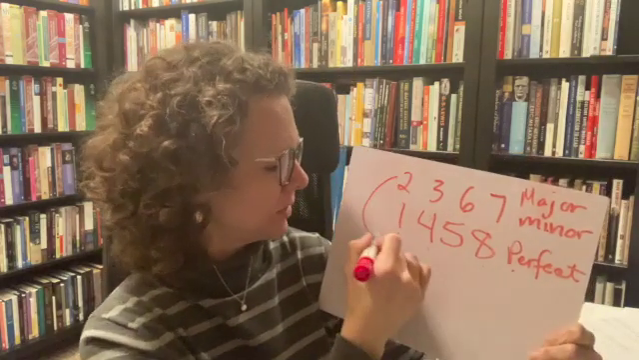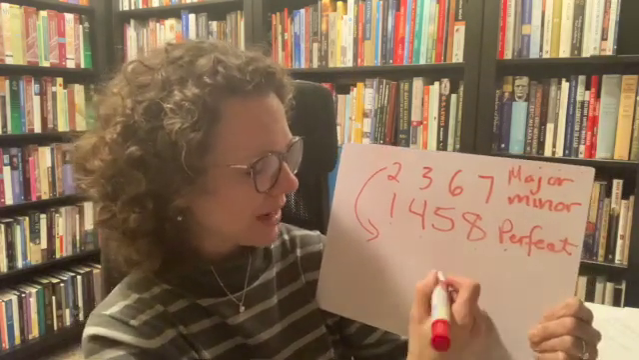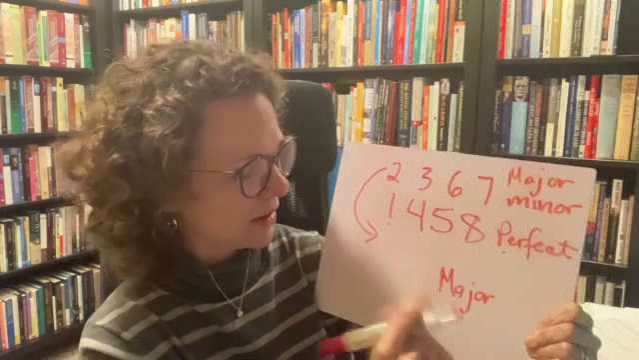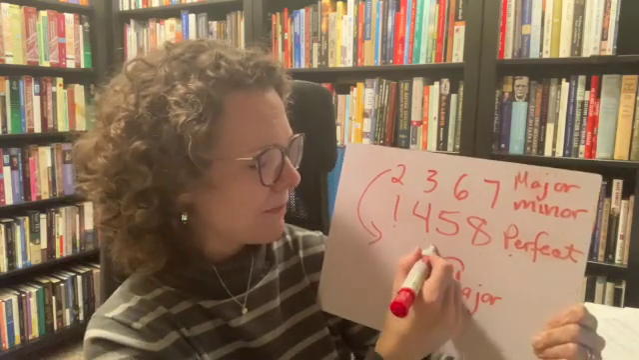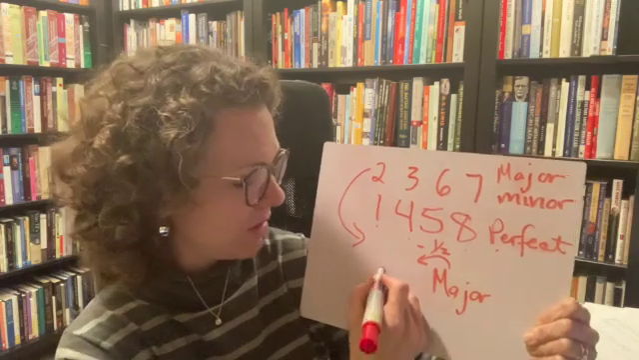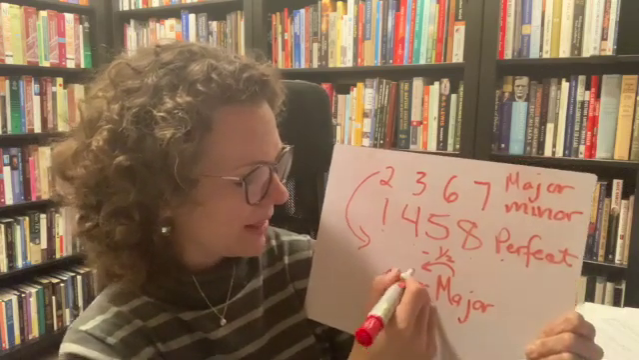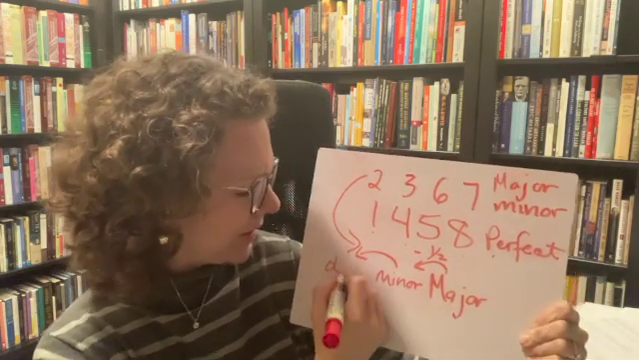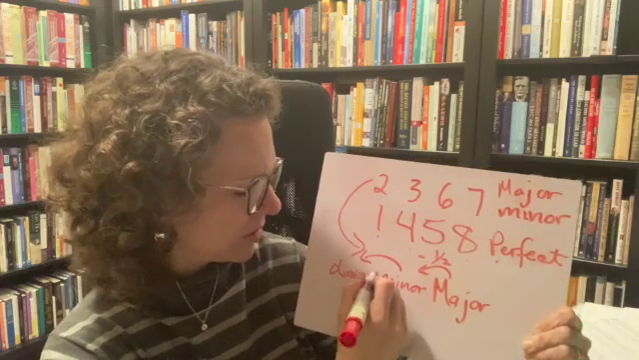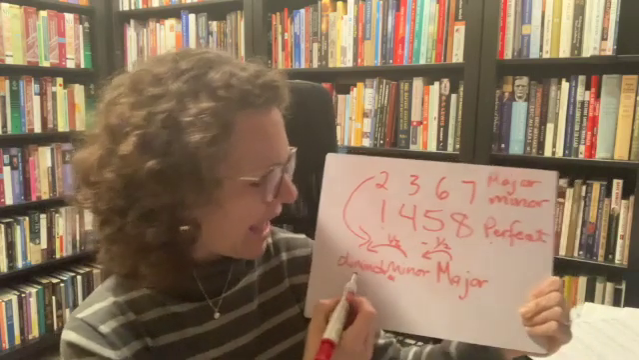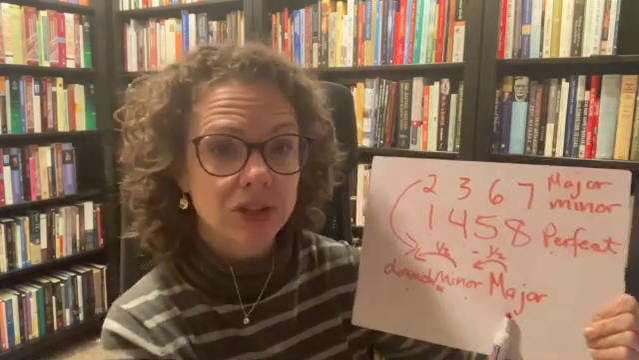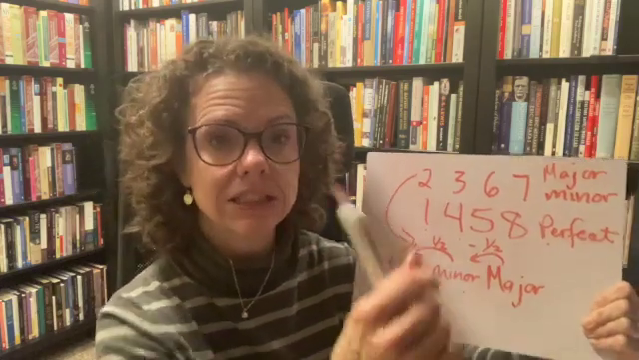For intervals that can be major or minor, we'll say here's the major. Then if we take off a half step, we get minor. If we take off another half step, we get what's called diminished. That's a half step smaller than minor, so it's a whole step smaller than major. To go from major to minor, take a half step, add a flat or take a sharp away, right?